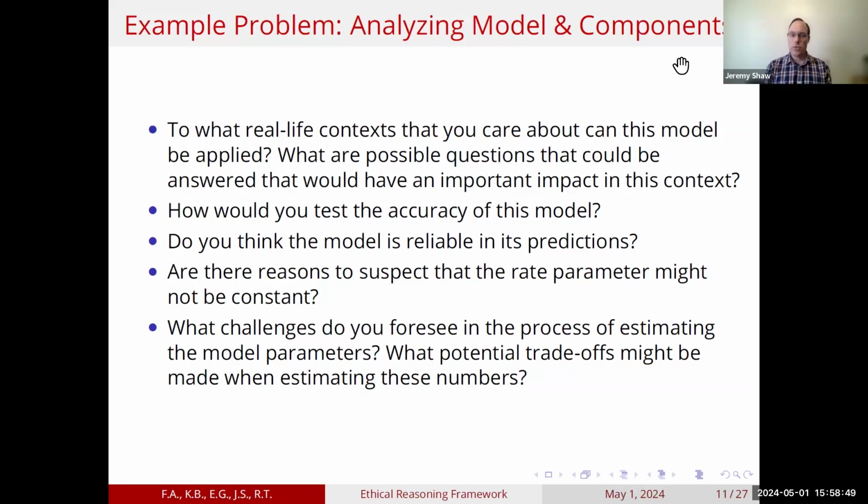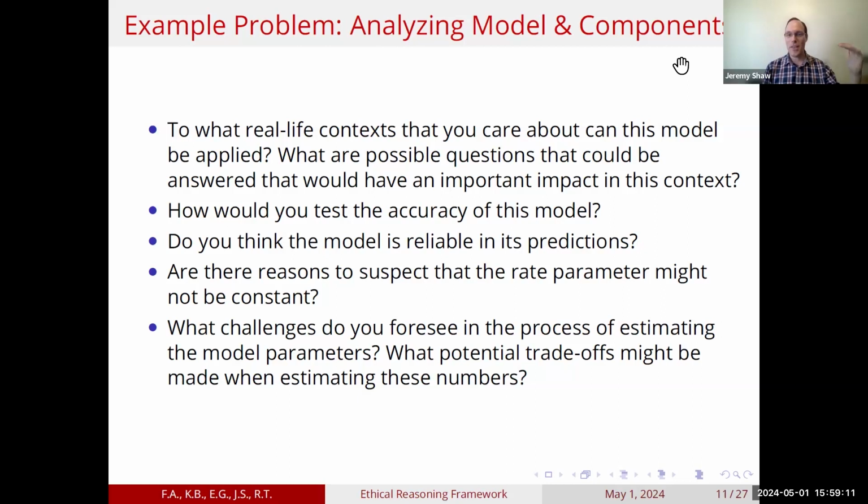So let's say we ask students, to what real-life context that you care about can this model be applied? What are possible questions that could be answered that would have an important impact in this context? Maybe that could be part A before you do the math. Or you can add this, we jokingly call part E for ethics.